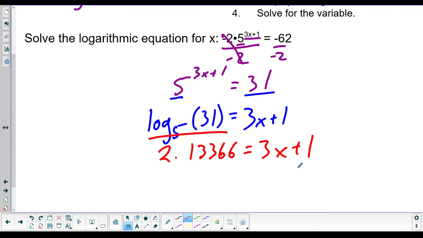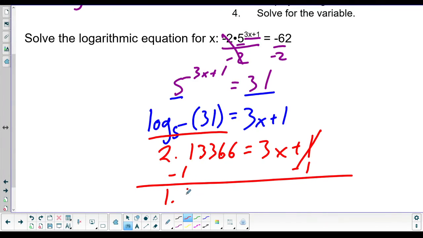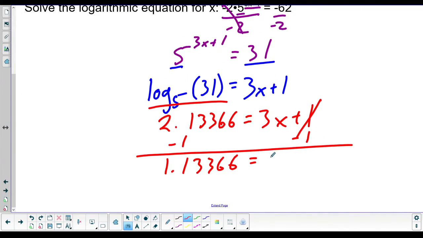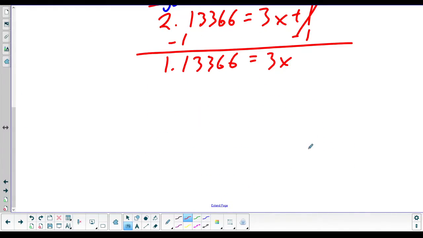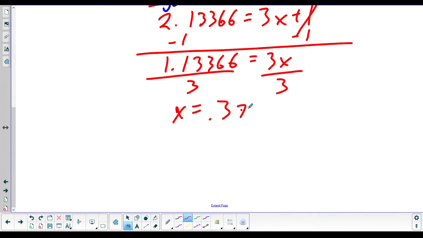Now the rest is easy. We just solve for x. So we subtract 1 on both sides. Those cancel. So this is 1.13366 equals 3x. And then we use our calculator to divide both sides by 3. So subtract 1, divide by 3. X equals 0.377885. On your homework, it'll tell you what to round to.